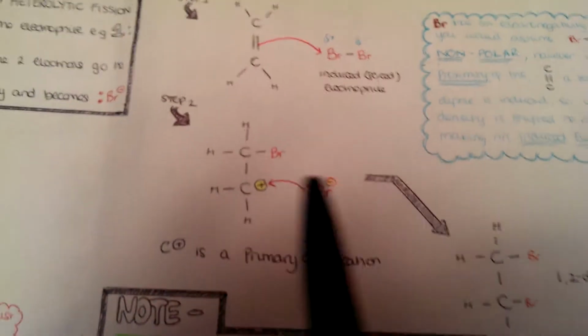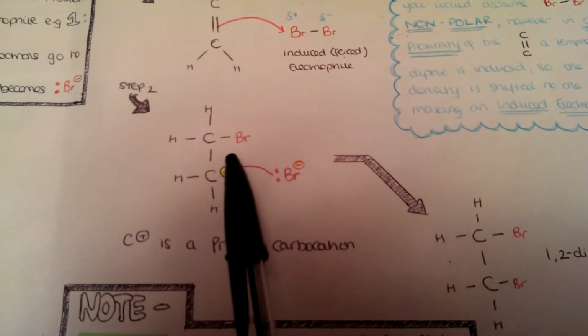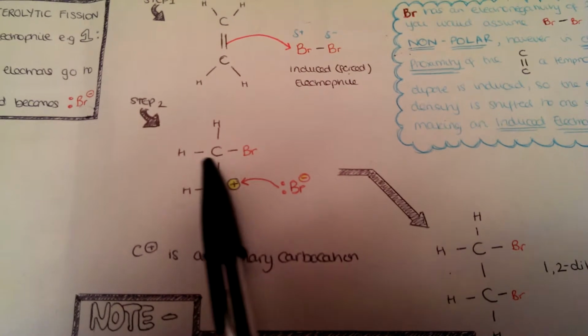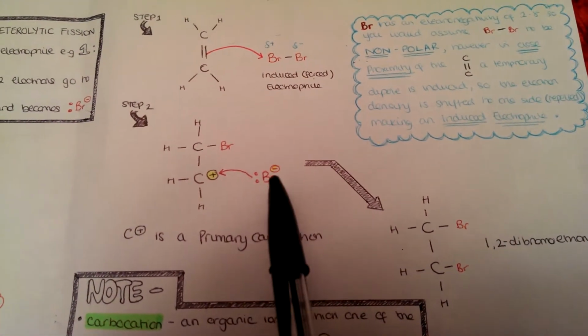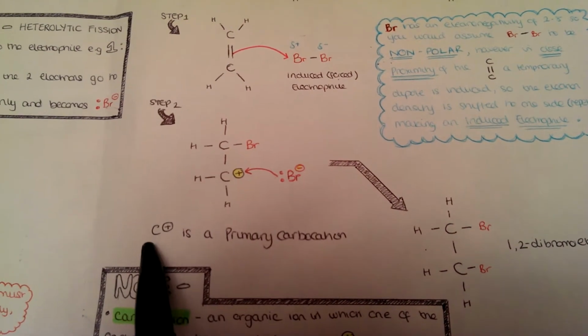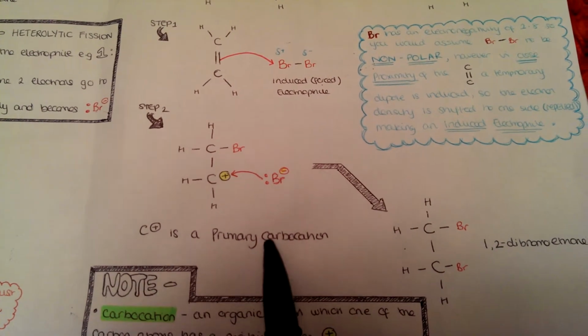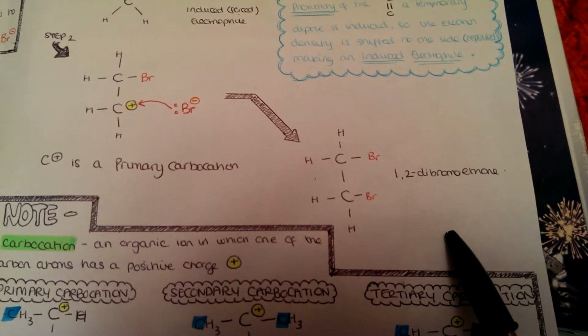The second step again is to show the bromine attached onto the top carbon, and then there's your carbocation attracted to the bromide ion, the negative one. So negative attracts to positive, which is your carbocation, which is the primary one, and then produces 1,2-dibromoethane.